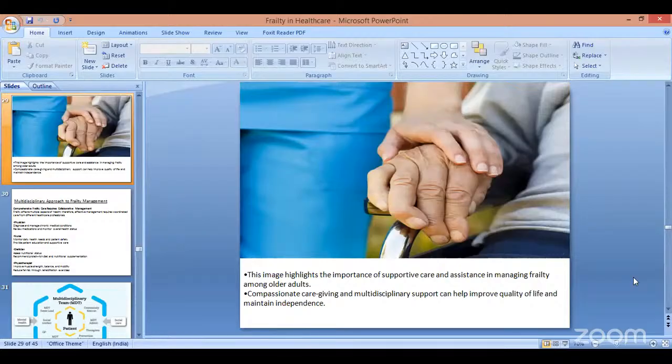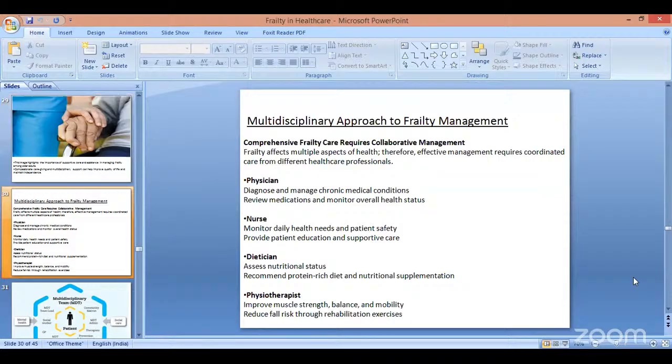So this picture again highlights the importance of supportive care and assistance in managing frailty among older adults. Compassionate caregiving and multidisciplinary support can help improve quality of life and maintain independence. So, the multidisciplinary approach to frailty management. Now what do we have to do?